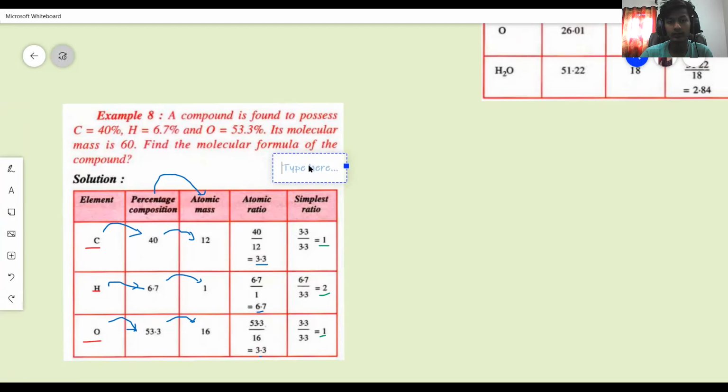Now this will give us the empirical formula of the compound. So what will we have as the empirical formula? As the empirical formula, we have CH2O. This is the empirical formula of the compound. Now we have that its molecular mass is 60.